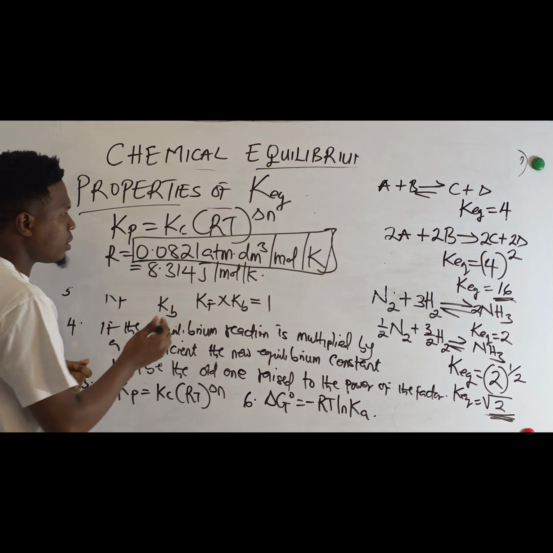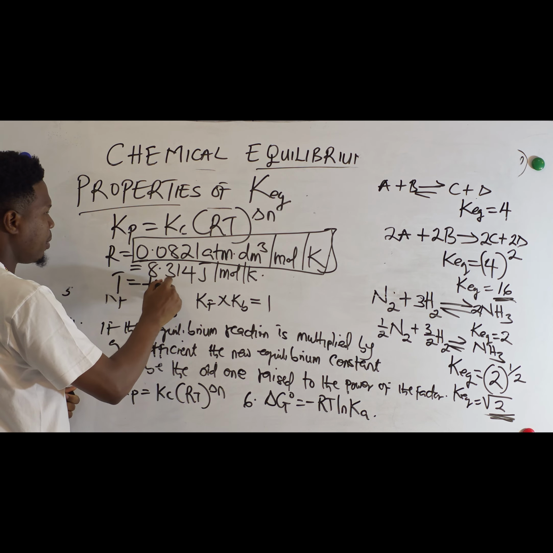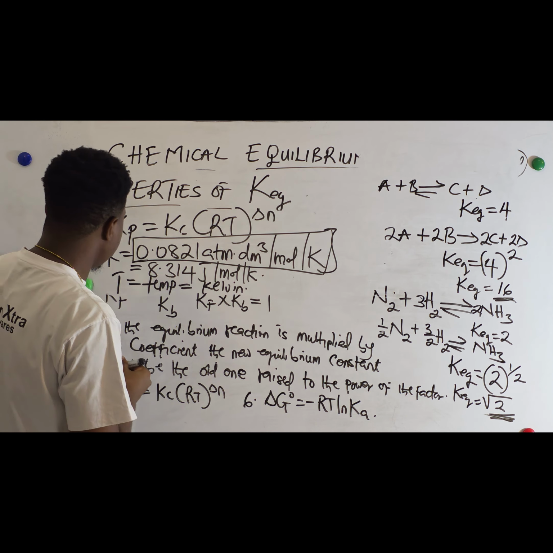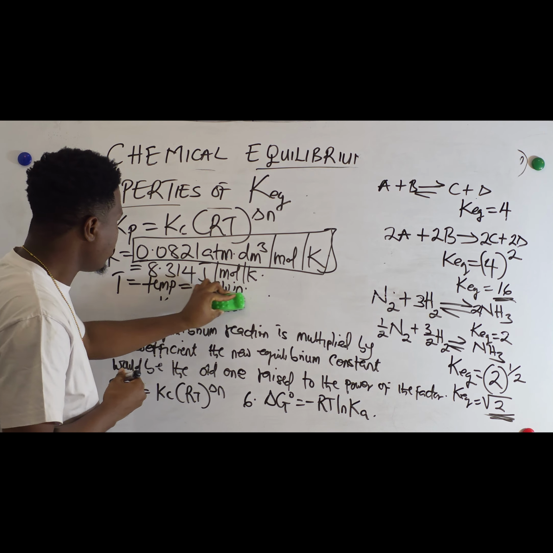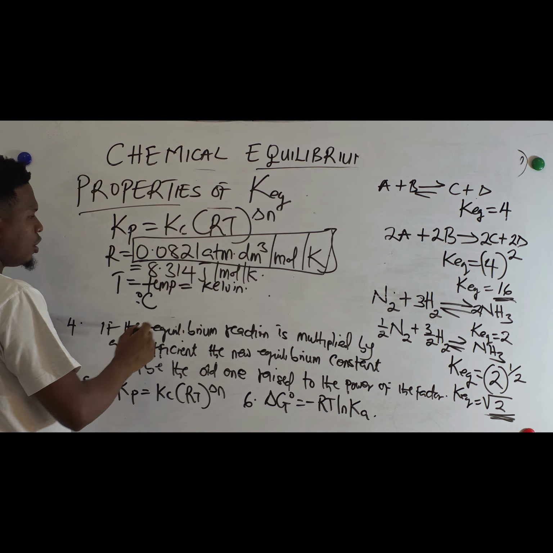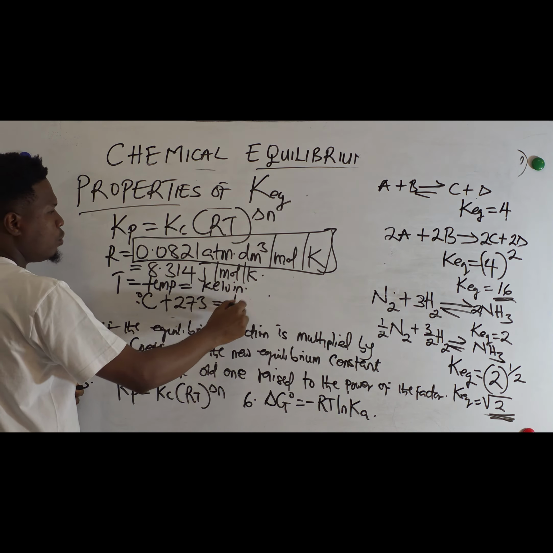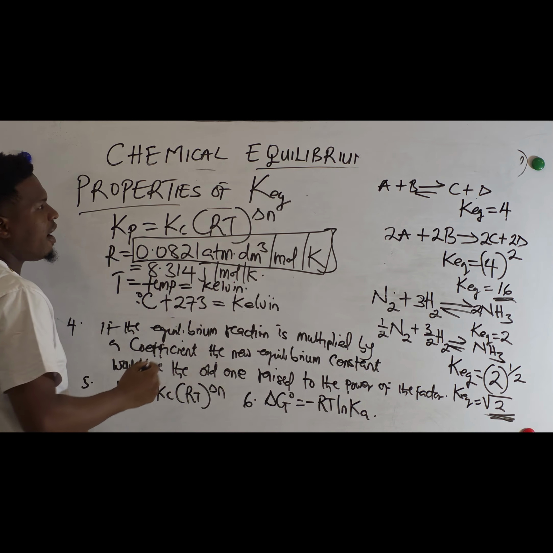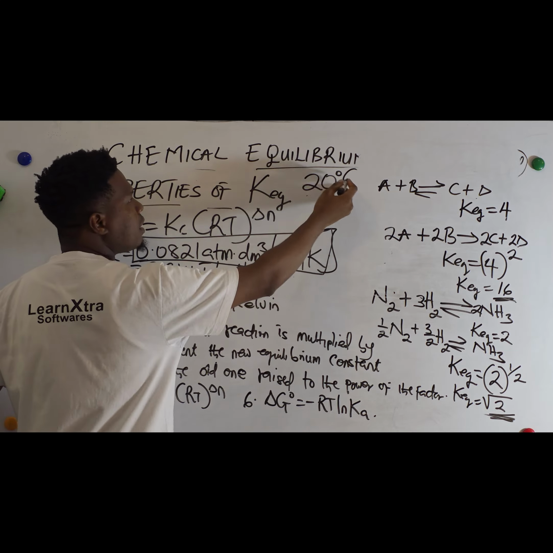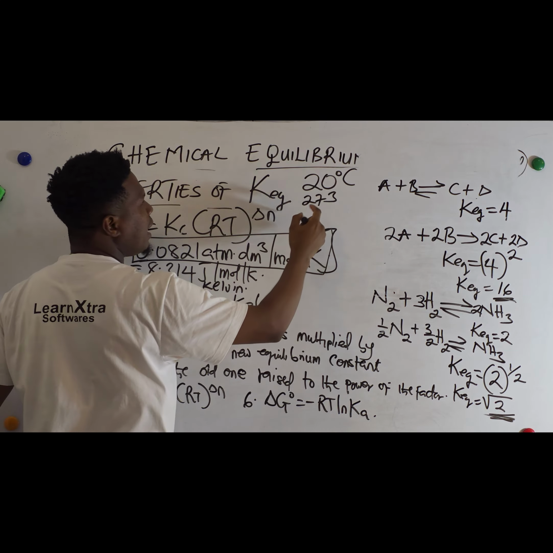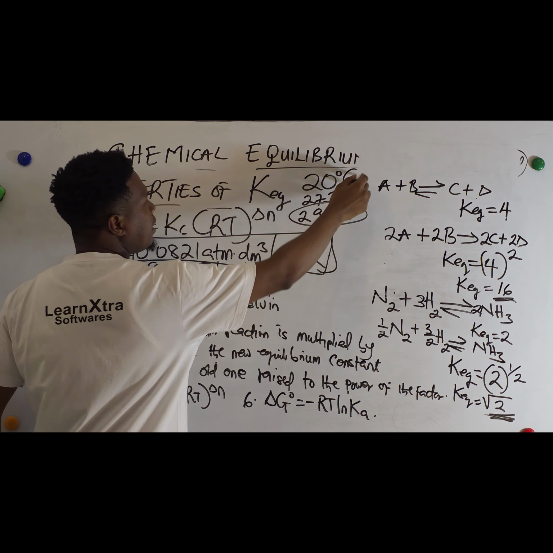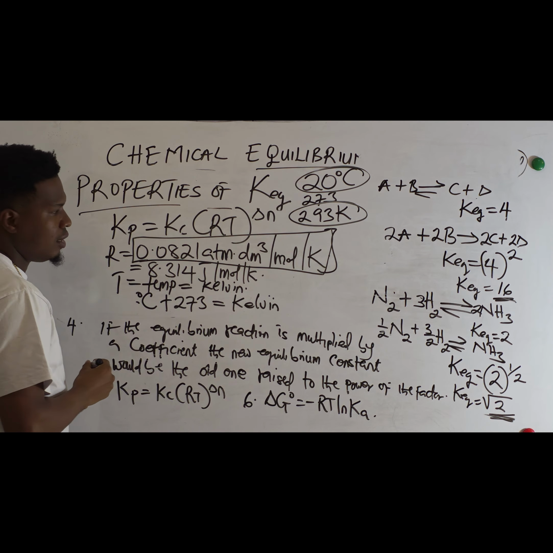Now T stands for temperature, and the temperature must be in Kelvin. If it's in degrees Celsius, you convert. How do you convert? If the temperature is in degree C, just add 273, it will change to Kelvin. So if I have 20 degrees C and I say convert it to Kelvin, it's just to add 273, so 273 plus 20 will give you 293 Kelvin. So 293 Kelvin is the same as 20 degree C.